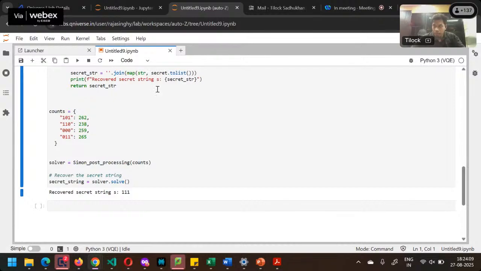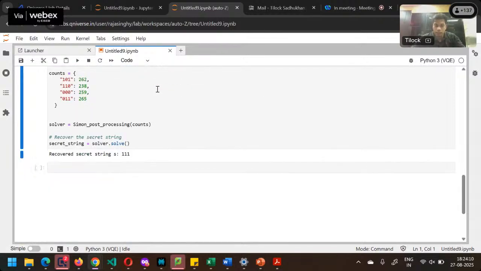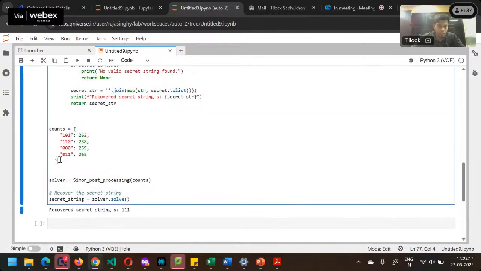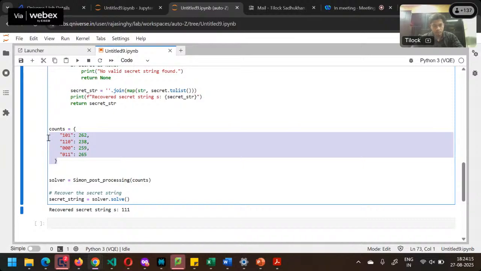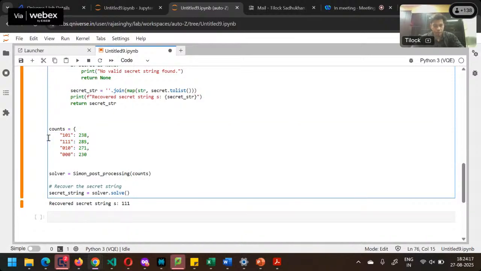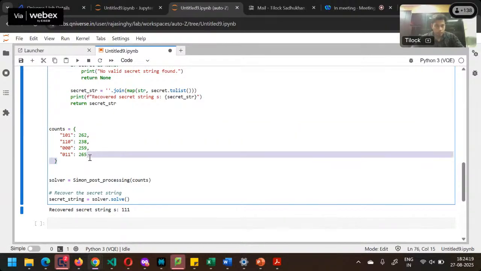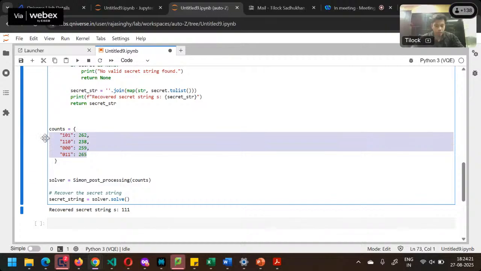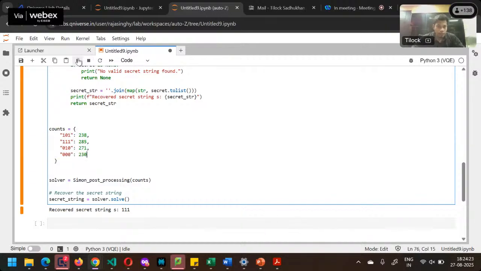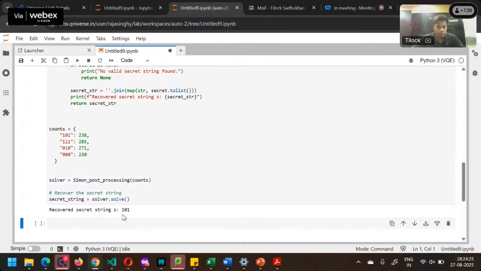So, pardon for flashing there. If we just paste our post processing results here, counts, we will create our hidden bit string. That is our 101. That is what we have started with, which is our secret string. That is our 01 that we have started with, right?